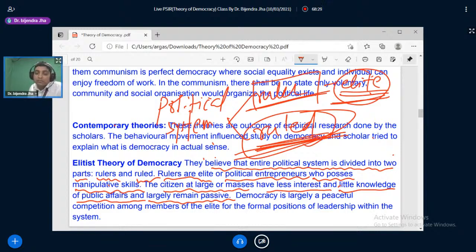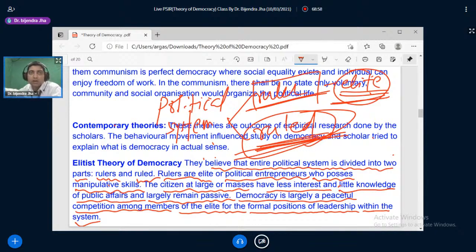Right? And democracy is largely peaceful competition among the members of the elite for the formal position of leadership within the system. So डेमोक्रेसी क्या है? एक ऐसा कॉम्पिटिटिव सिस्टम है जहां पर जो एलीट है वो आपस में संघर्ष करते हैं, आपस में इलेक्शन लड़ते हैं और वो खुद जीतते हैं। अगर इस बार जीत गया तो दूसरी बार हार जाएगा, या इस बार अगर हार गया तो वो दूसरी बार लड़ते हैं, तीसरी बार लड़ते हैं और जीत जाते हैं, फिर से वो पार्लियामेंट में जाते हैं, वो रूल करते हैं, राइट? सो दैट इज द बेसिक आइडिया ऑफ एलिटिस्ट थ्योरी ऑफ डेमोक्रेसी.